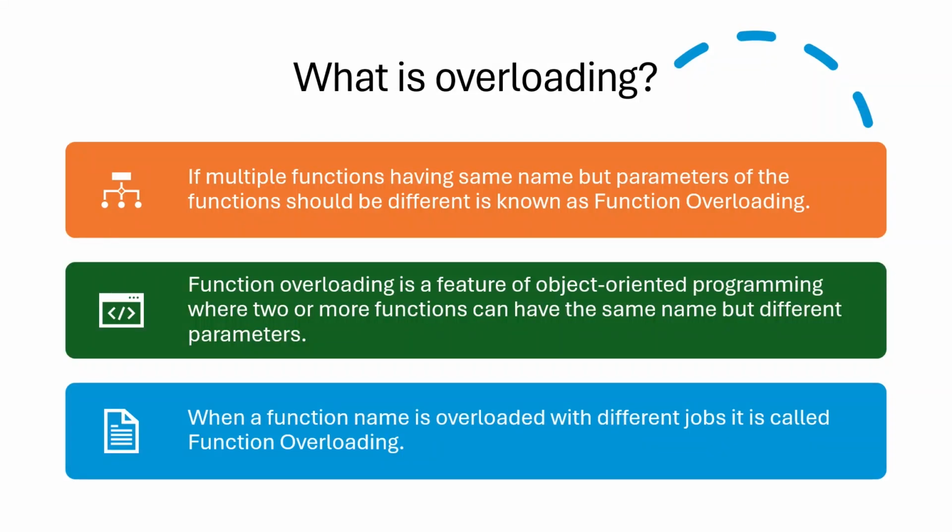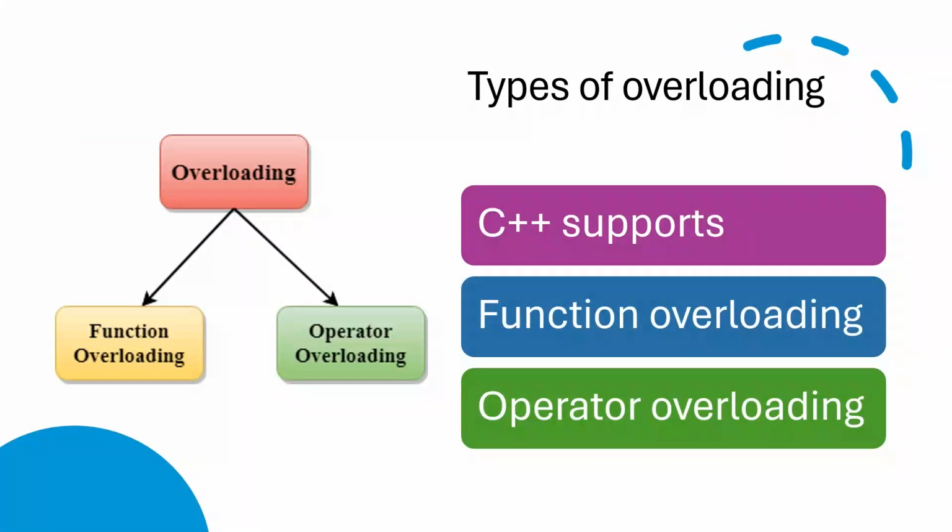Function overloading is a feature of object-oriented programming where two or more functions can have the same name but different parameters. So this is one of the features of the OOPS concept. In OOPS, we have the polymorphism concept. It is the same function name but with a different parameter or argument list. When a function name is overloaded with different jobs, it is called function overloading. That is, the same function name performing different tasks. Let us see this with many examples.